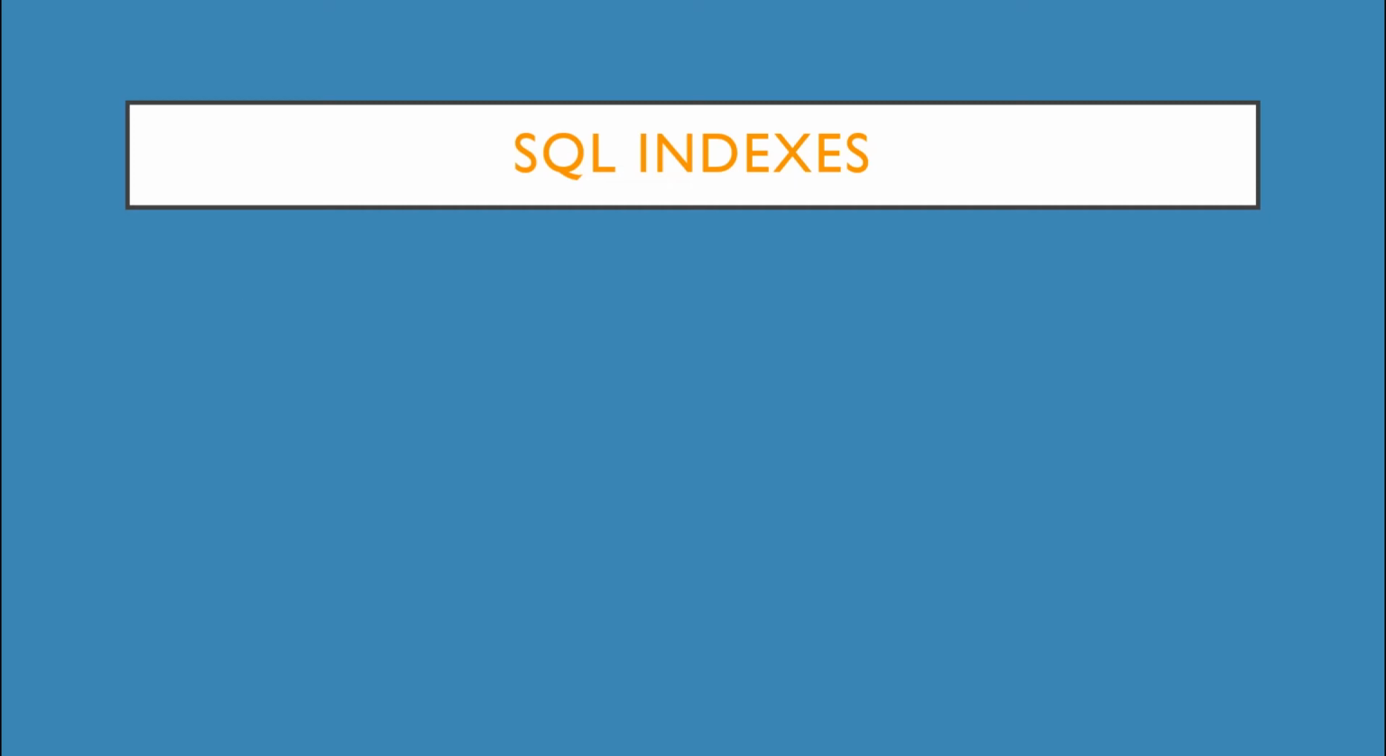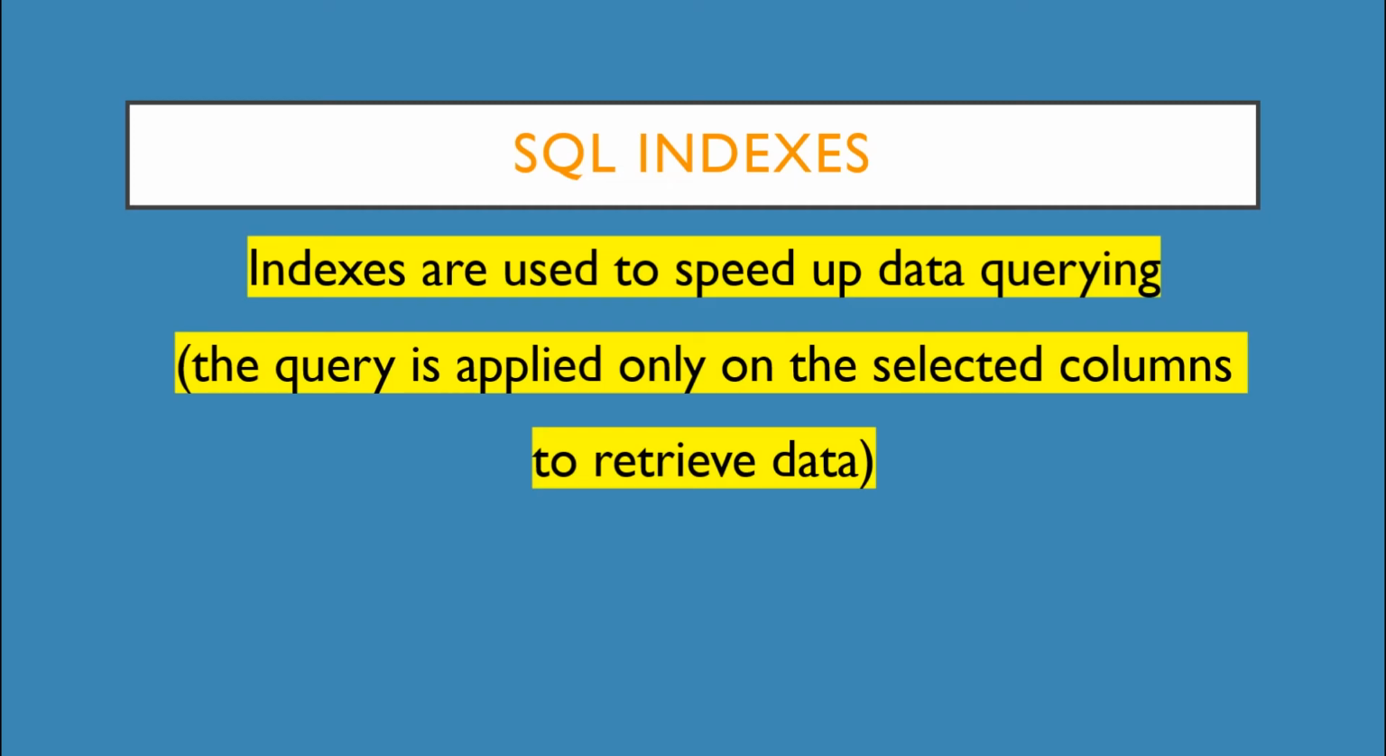Then we have the indexes. Indexes are used to speed up data querying. The query is applied only on the selected columns to retrieve data. For example, if we have a big database and a big table which has a lot of fields, a lot of columns, you can create an index and select some columns that are mostly used by the data analyst. So by using indexes, you will only retrieve data from the selected columns, and you will gain time because you are not going to analyze all the data set or all the table. We have three commands when working with indexes.